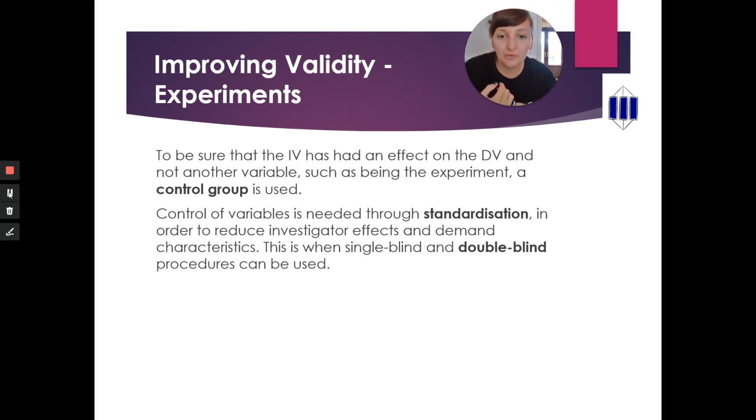When we control variables, you need standardization. So if you have things more standardized and everybody's doing the same thing, you reduce the investigator and demand characteristics. And also bringing in double blind, single blind improves that, because they don't know what group they're in. They can't change their behavior.